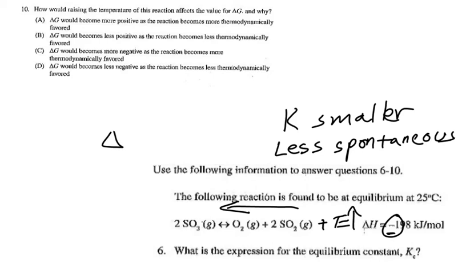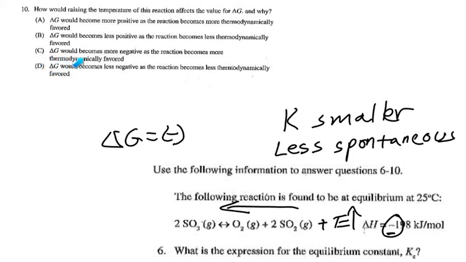Delta G is negative if it's spontaneous. So if it's becoming less spontaneous, it's going to become more positive. So of all the answer choices, I think A is more positive. Any others? Let's look at A: delta G would become more positive as the reaction becomes more thermodynamically favored. No, I don't think so, because it's shifting to the left, so it's going to become less thermodynamically favored. B: delta G would become less positive as the reaction becomes less thermodynamically favored. That can't be it either, because it's becoming more positive.